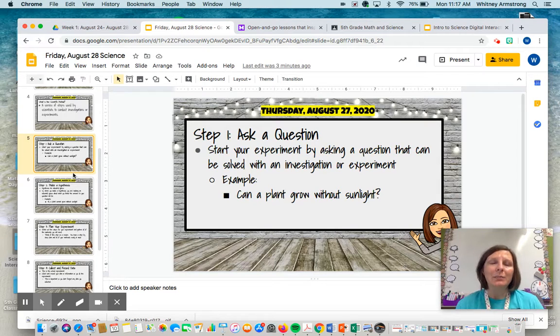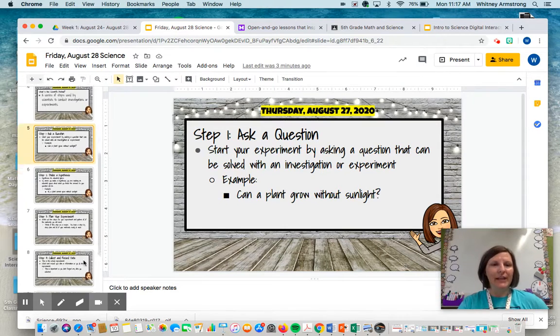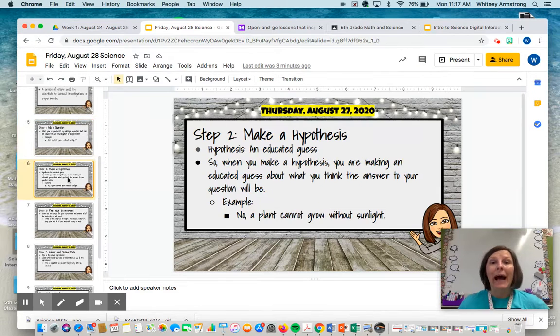Your question has to be something that can be answered by what you're going to be doing in your experiment. Let me give you an example of a not good question to ask. If you were to ask, why is the sky blue? We can't answer that by just doing a lab experiment in class. So that would not be a good example. When you ask your question, you have to think about something that will actually work with your experiment.